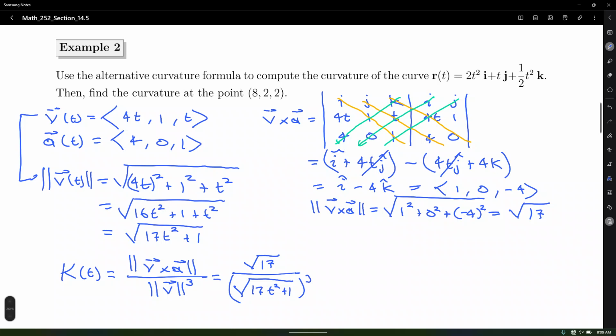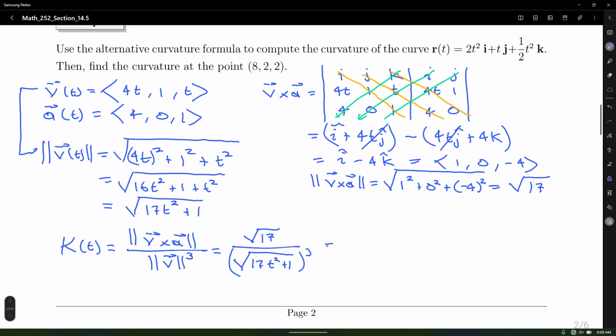So you don't want to leave it like this. You might want to use rational exponents here. That is, the exponent, and then we have the index of the radical, which is an invisible 2. That is the square root of 17 over (17t squared plus 1) to the 3/2. So that is our expression to find the curvature for that vector valued function, for that curve, at every single value of t.